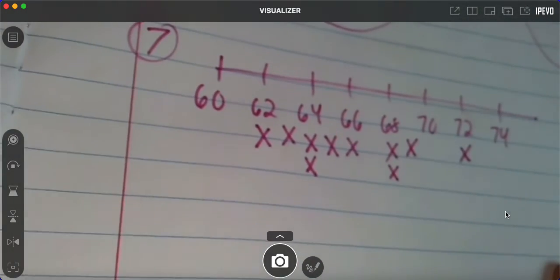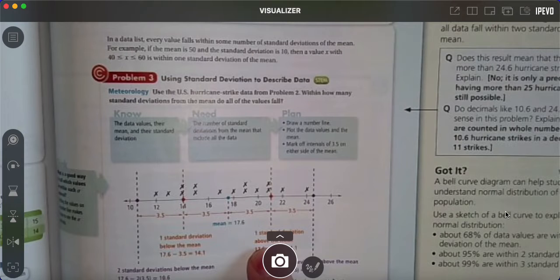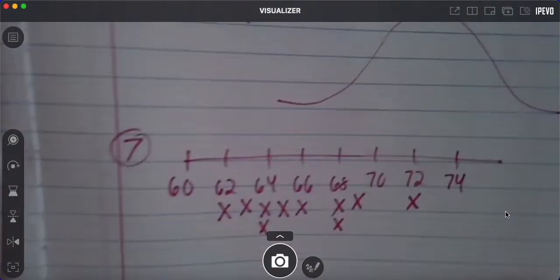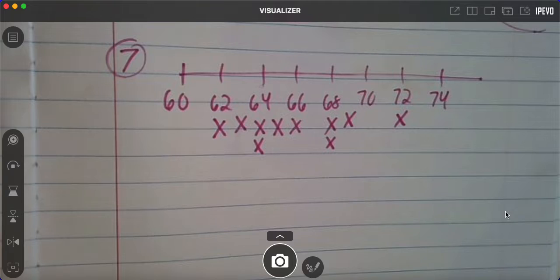This is called, do they say what this is called? I'm trying to see what they call this. I don't know what they call this chart. We'll just call it an X chart. All the X's mean you're looking at your data on number 7.